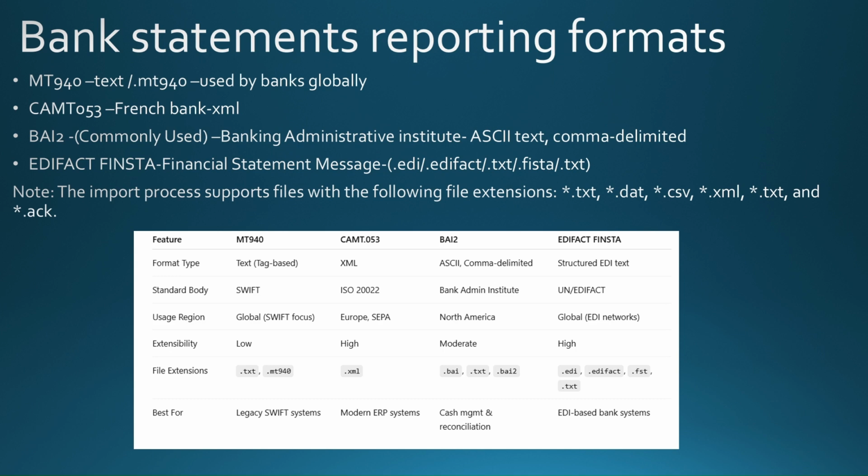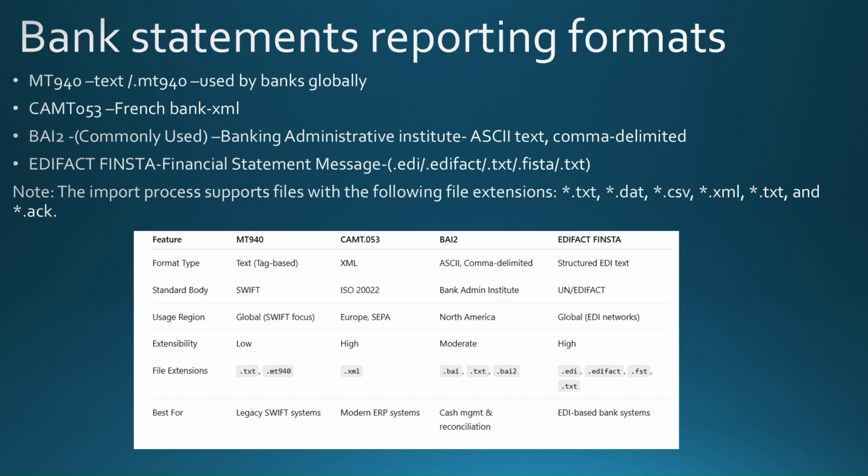The next one is CAMT.053. It is an XML-based format, and it is very famous in European countries. The extensibility of this format is high. You have to remember that the CAMT.053 extension is .xml. This format is widely used in modern ERP systems.